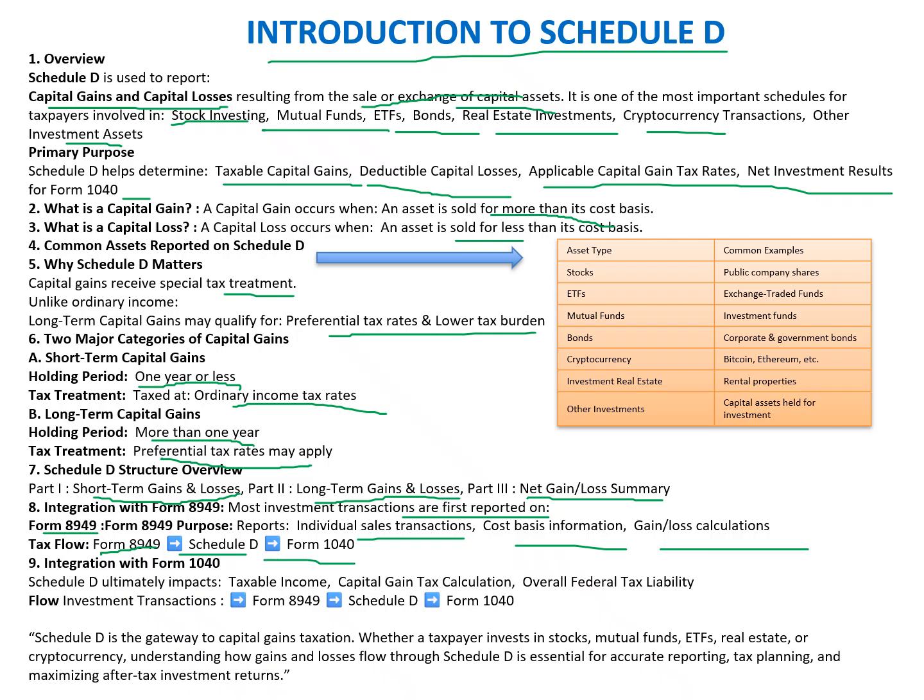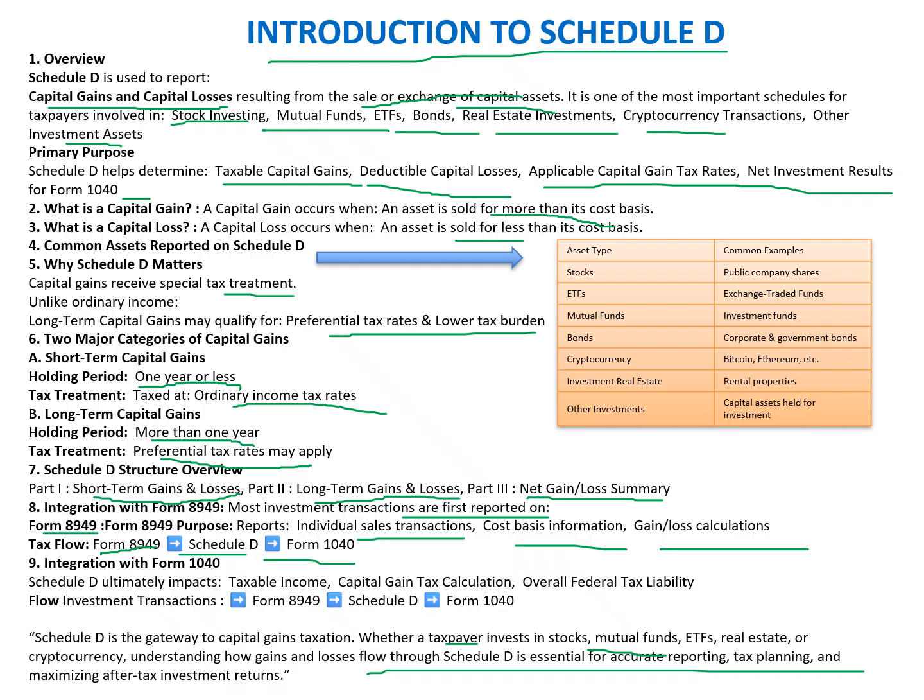So Schedule D ultimately impacts the taxable income and the capital gain tax calculation. If we look at the entire flow, information in Schedule D comes from Form 8949, and information from Schedule D moves into Form 1040. Schedule D is the gateway of the capital gain transactions, whether the taxpayer invests in stocks, mutual funds, ETFs, real estate, or cryptocurrency. Understanding how gains or losses flow through Schedule D is essential to accurate reporting, tax planning, and maximizing after-tax investment returns as well.